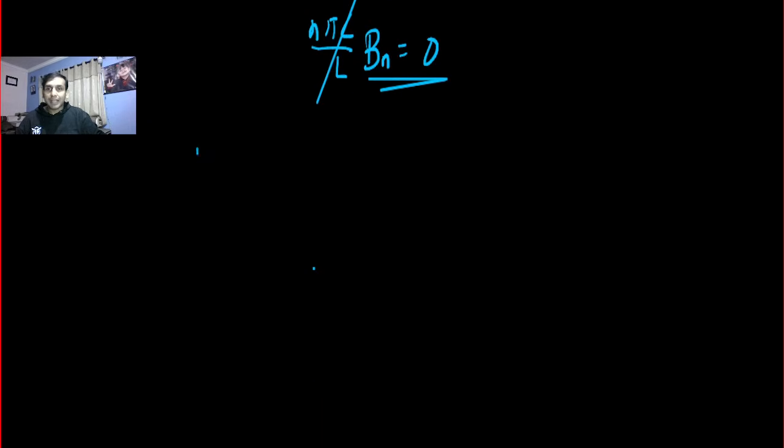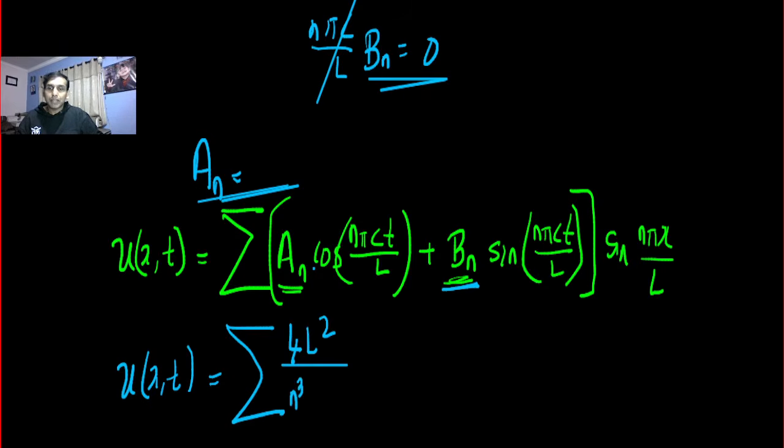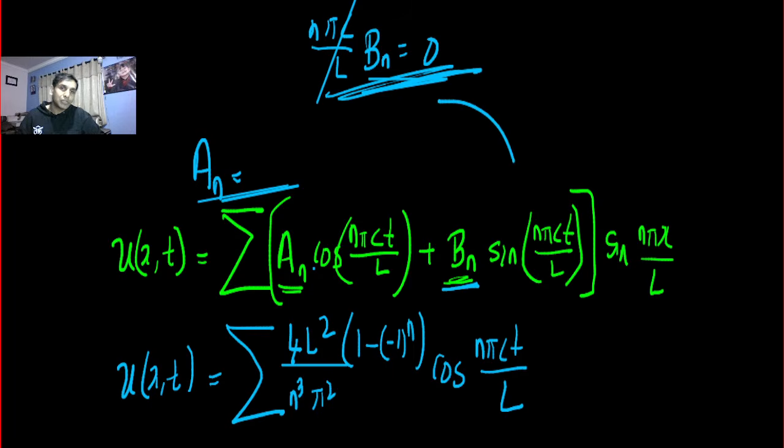So we got an to be something which looks weird, and we also got the bn value, and I'll plug everything into the original equation. What's the original equation? Now I'll plug it back. So u x comma t equal to sigma, I'll copy the an value, 4 l square by n cube pi square 1 minus minus 1 the whole power n cos n pi ct by l, and bn is super cool, so this part is going to vanish, sine n pi x divided by l.